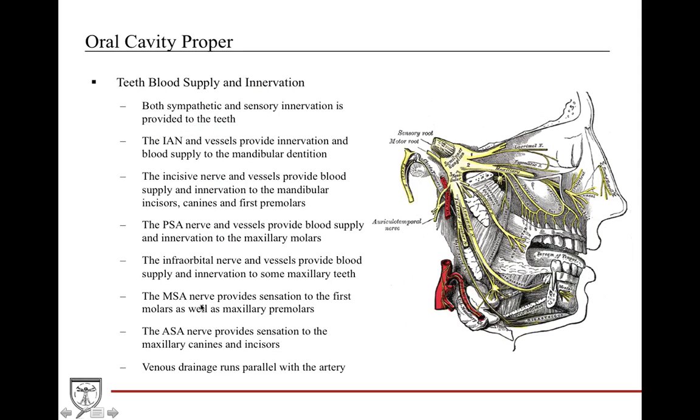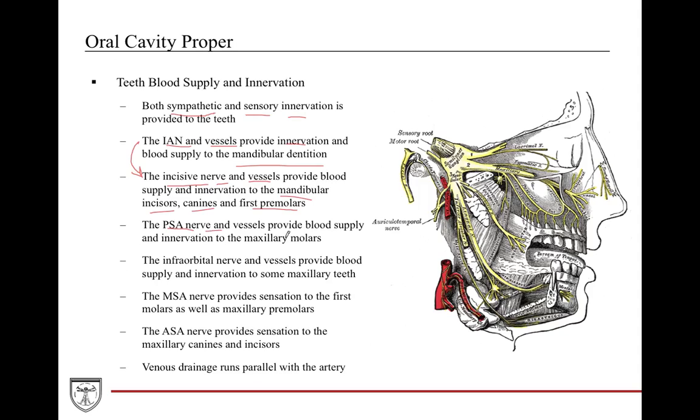So the teeth, blood supply, and innervation. These can be little fine details. You can read up on it if you want, but this is more just for clarity and transparency's sake. So just bear with me through this section, because this is probably something that's more relevant for people in dental school. Anyway, your teeth have sympathetic and sensory innervation. The inferior alveolar nerve and vessels provide innervation to the mandibular dentition. The incisive nerve and vessels provide the blood supply and innervation to the mandibular incisors, canines, and first premolars, which is a branch of the inferior alveolar nerve.